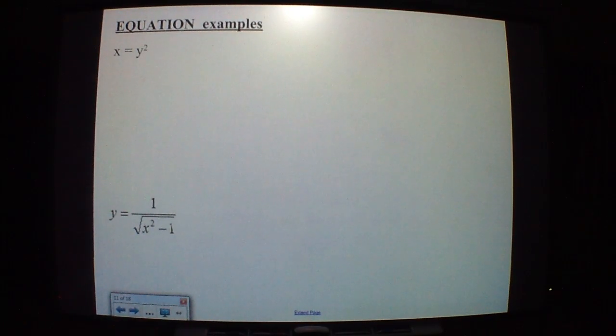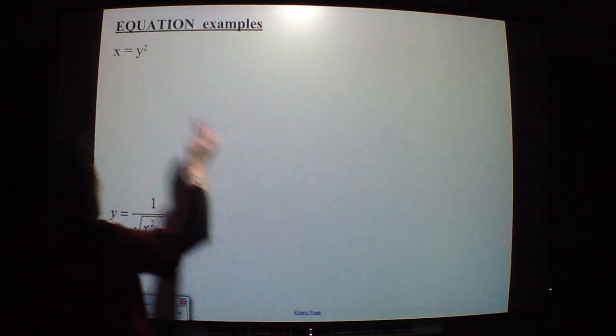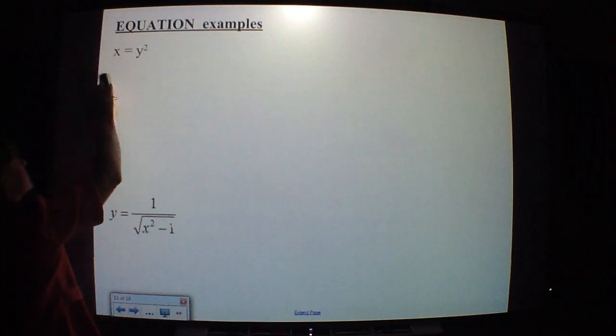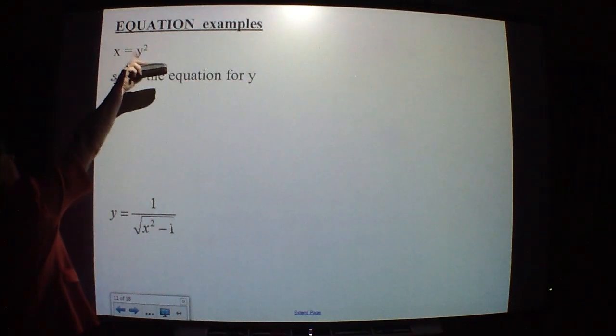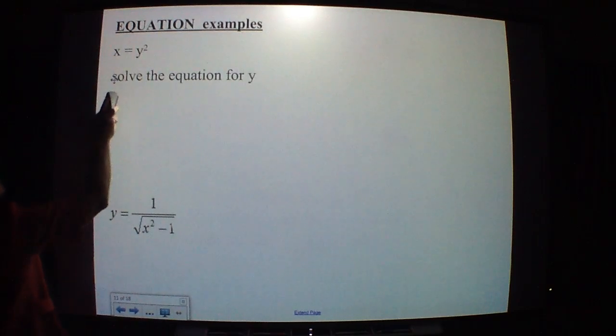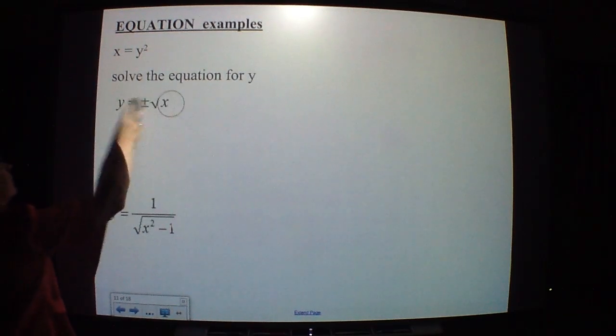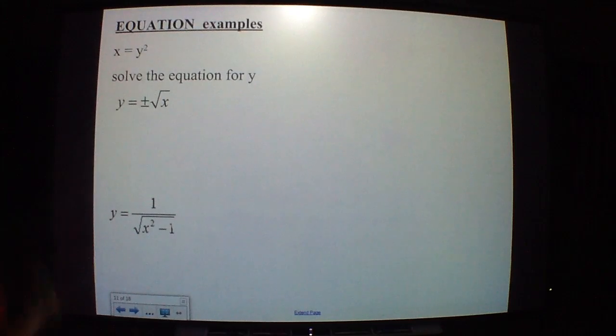You can use equations as examples. If you have an equation, solve for y first. So if I solve for y, I take the square root of each side. And when I take the square root of y squared, I have y. When I take the square root of x, I have the square root of x, but plus or minus, because I'm going to be positive square root of x and negative square root of x.